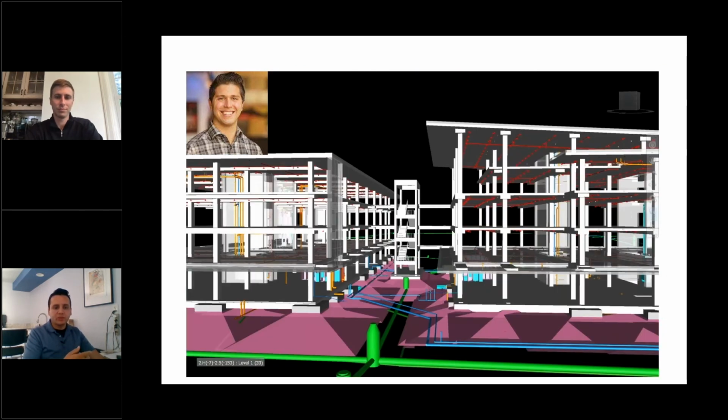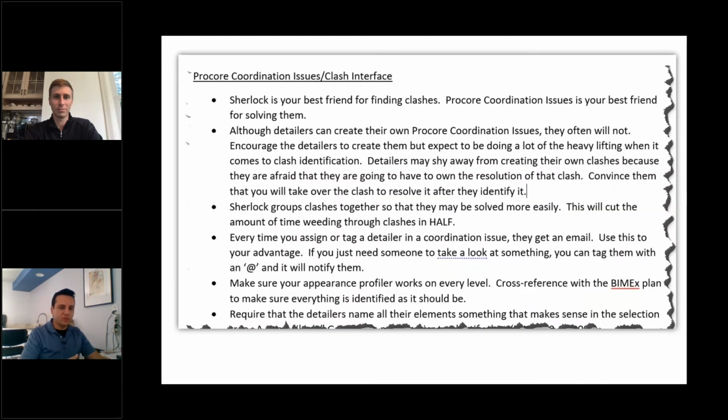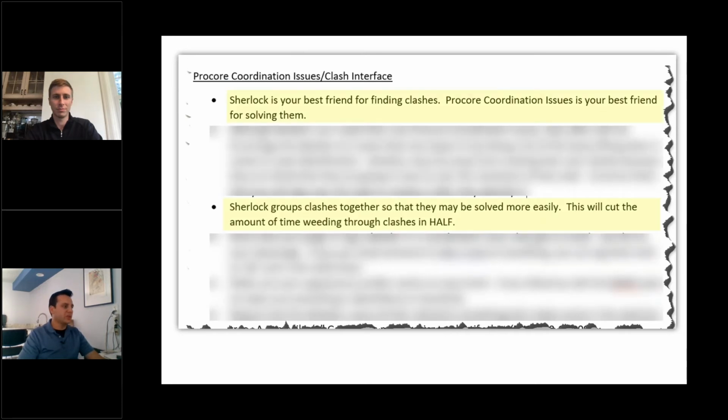And we asked Nick, after finishing coordinating these buildings, how did it go? What were the lessons learned? What did you like about the process? And he sent us back a 2-page response. But I singled out really 2 big things here that he said. One, Sherlock is your best friend for finding clashes. Proco coordination is another one for solving them.